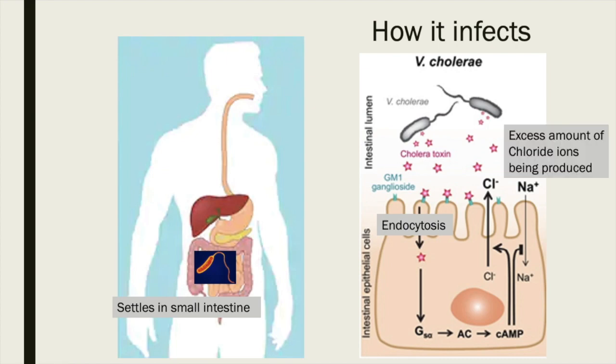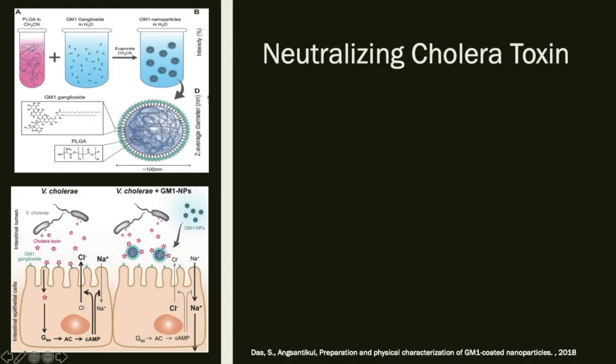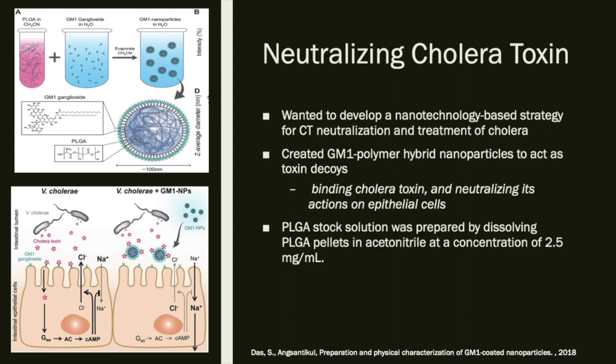So there is an excess amount of chloride ions being produced. I wanted to see more about what could possibly neutralize it, because the goal is to prevent the cholera toxin from binding and prevent the symptoms from happening. So a study that I researched did exactly this.